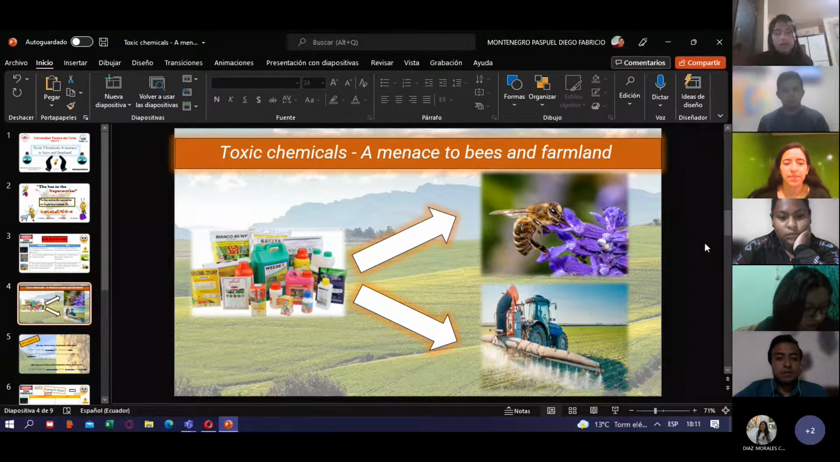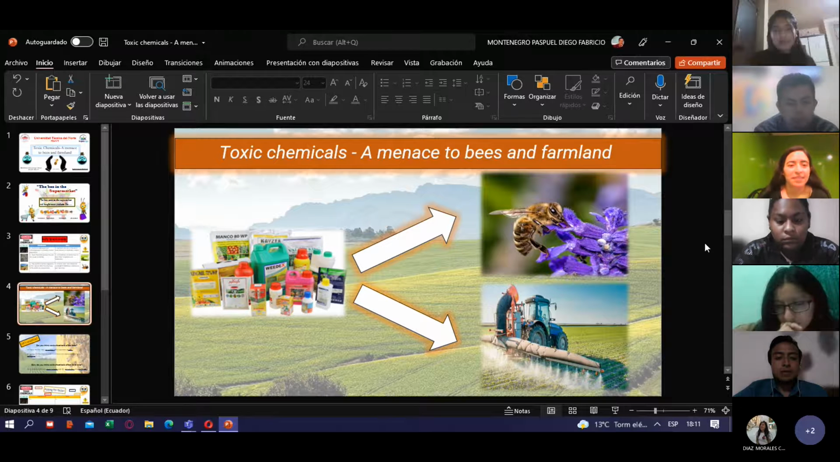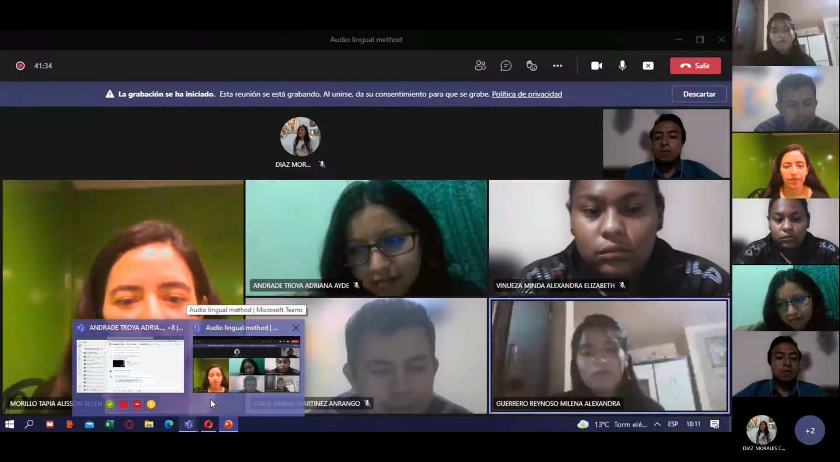Of course, yes, of course they do. They poison bees and it causes their death. Also, bees play a fundamental role in the food chain. And I don't remember the last part. Okay. How do you think toxic chemicals affect farmland? The answer is: these chemicals affect the plant's growth and make the soil infertile. Okay, very good.